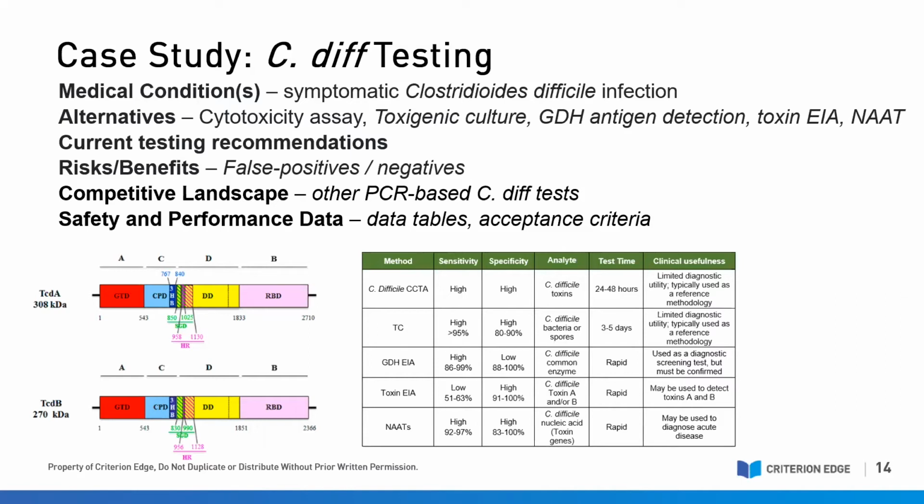And in terms of alternatives, that will include a discussion of reference tests. And in this case, we have toxigenic culture. We have a cytotoxicity assay that is sort of the oldest way of doing it. We have various enzyme immunoassays, a GDH and a toxin immunoassay, and then we have nucleic acid amplification tests. Each of these have benefits and differences in terms of their clinical utility. So be prepared as you're presenting your alternative sections to discuss this.